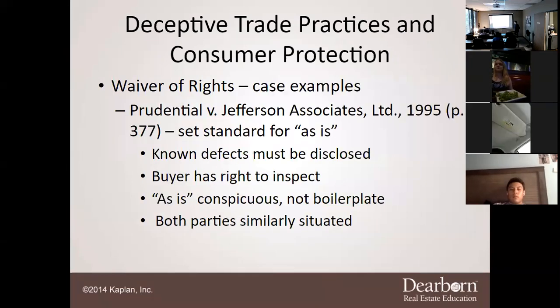So here's a case example. 1995 set the standard for as-is, and if you're selling it as-is, that court case is also in your book. So any known defects must be disclosed. A buyer has a right to inspect the property, as-is must be conspicuous, not boilerplate, and both parties are similarly situated. So yeah, that was a court case in 1995, if you want to read on that one as well.